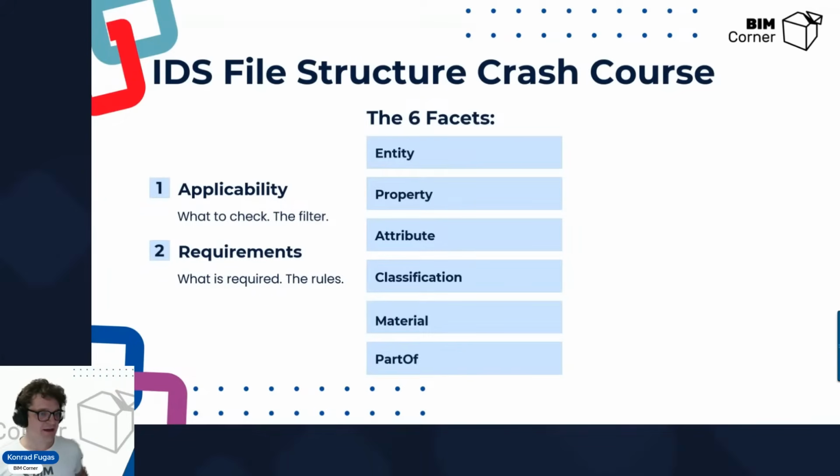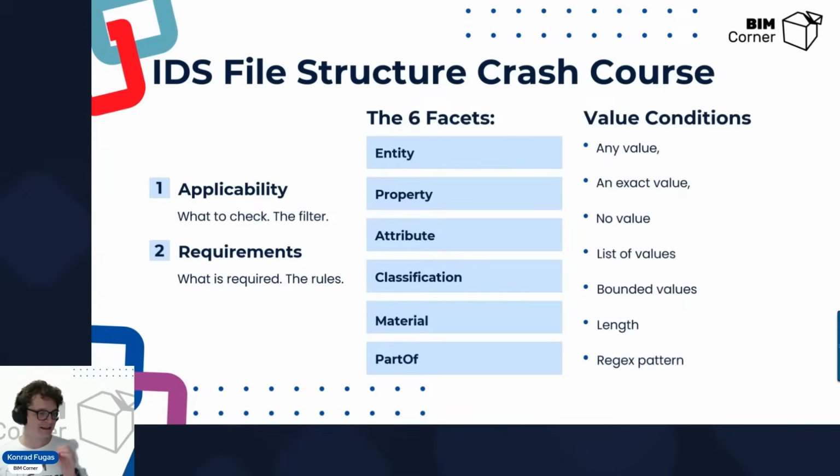Then we build those two sections from 6 building blocks called facets. It's entity, so what type of object it is, for example, IFC door. Then attribute, which is core metadata fields assigned directly to IFC classes, like type name. Then property, information tied individually to each IFC entity, for example, fire rating. Classification that handles industry or project-specific classifications, like Uniclass. Material, so what this object is made of, and part of, so what system or zone it belongs to.